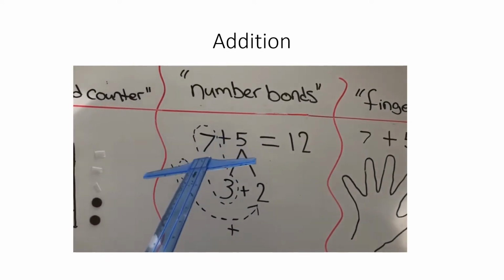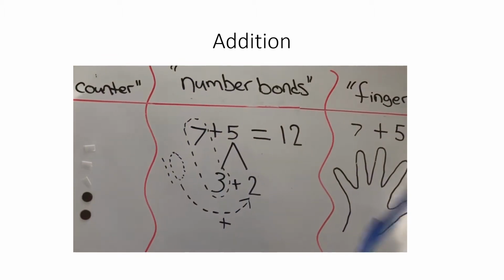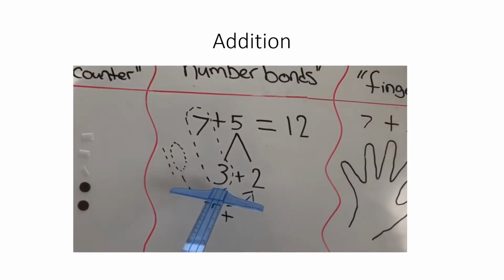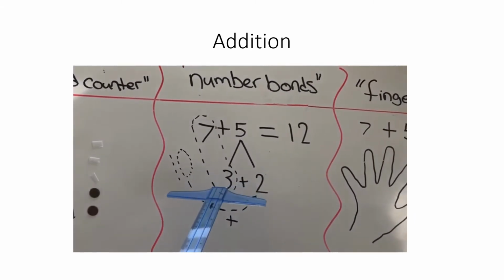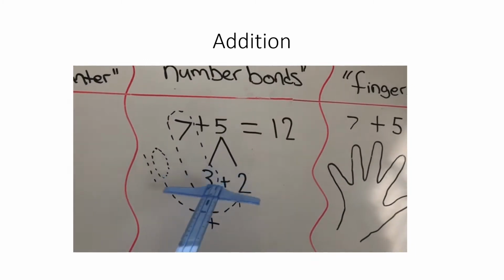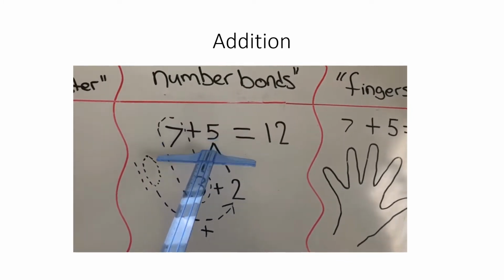Okay, so I have 7. And think, how much do I need in order to get to 10? I have 7. How much do I need in order to get to 10? I need 3. I need 3 in order to get to 10. Okay, so I'm going to write a 3 right here. I'm going to make a pyramid or like a triangle in number 5.